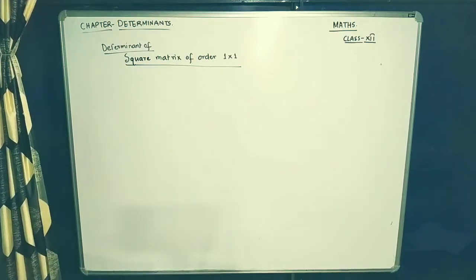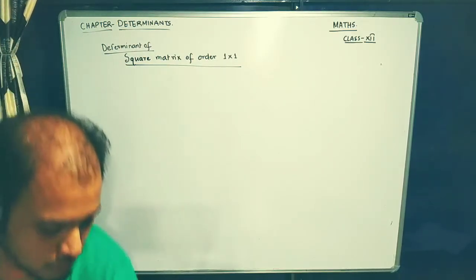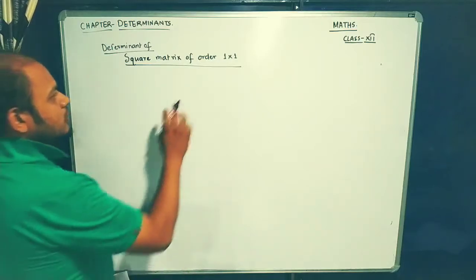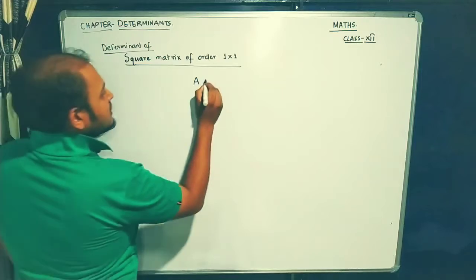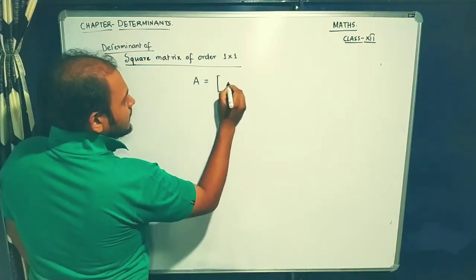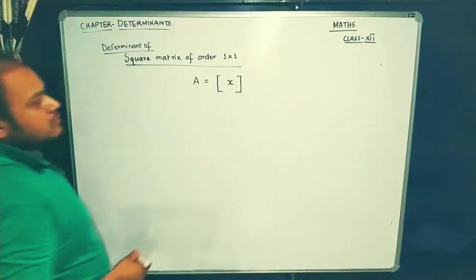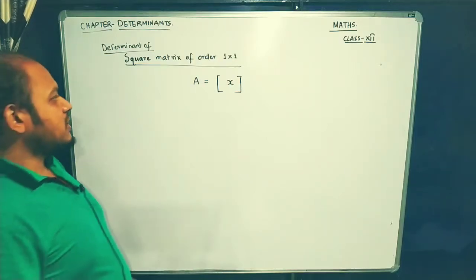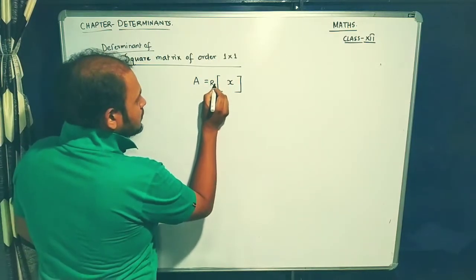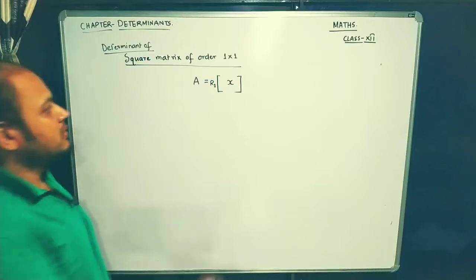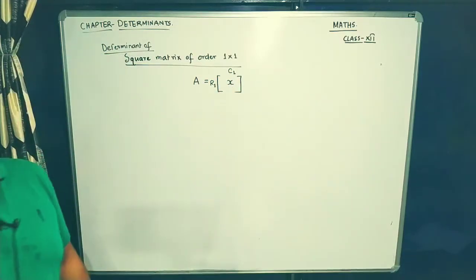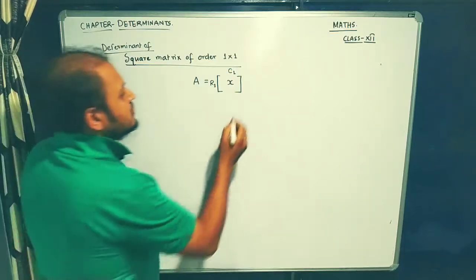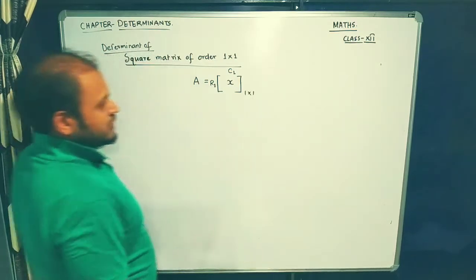Determinant of a square matrix of order 1 by 1. So let us see how a square matrix of order 1 by 1 looks like. Let us say A is a square matrix of order 1 by 1 and it looks like this. Suppose there is an element inside it. So how many rows does this have? It has only 1 row. And how many columns does this have? It will have only 1 column. So R1 and C1 are the rows and columns of this matrix. So it is a 1 by 1 square matrix.